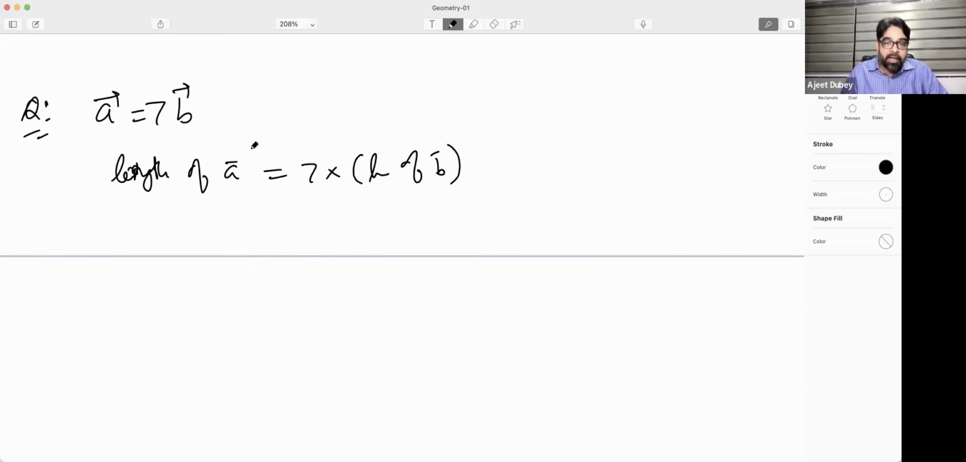If I show it by picture, how will you show? We'll show it like this. B is the smaller length, and A is parallel to this, but 7 times as long. Let's assume it's 7 times. It will look like this.